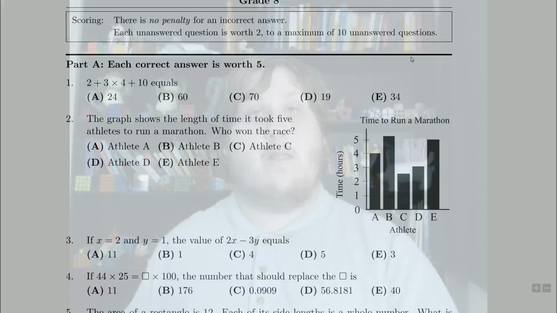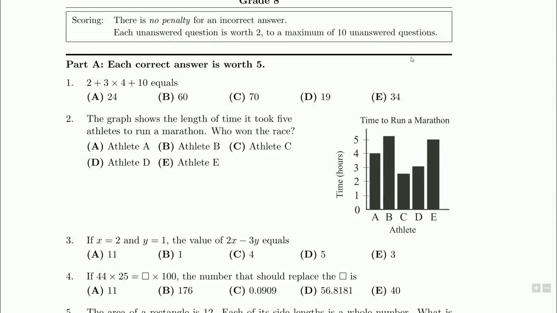So we're up to question number 2, as I say, and let's take a look. It's a graph question. I think the Grade 7 Gauss also had a graph question for its second question. Maybe I'll go back and check that at some point. But what have we got?